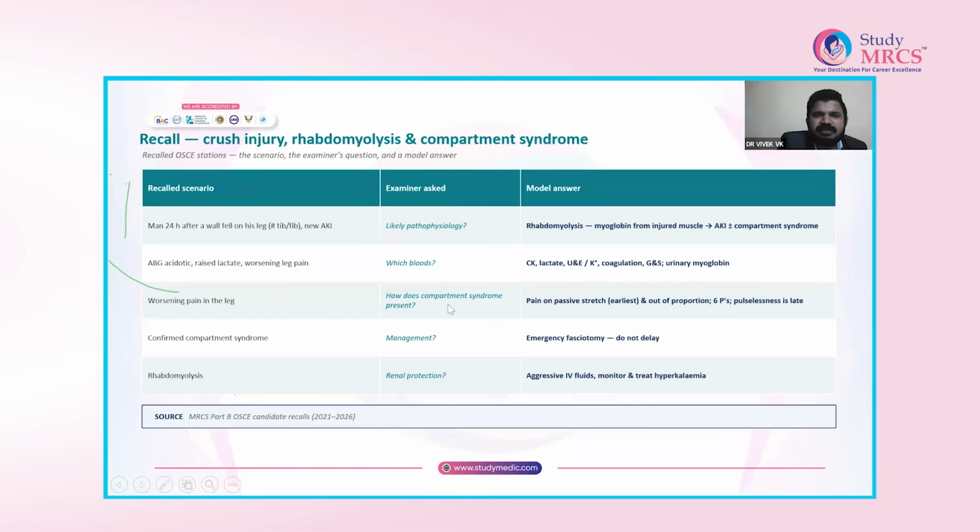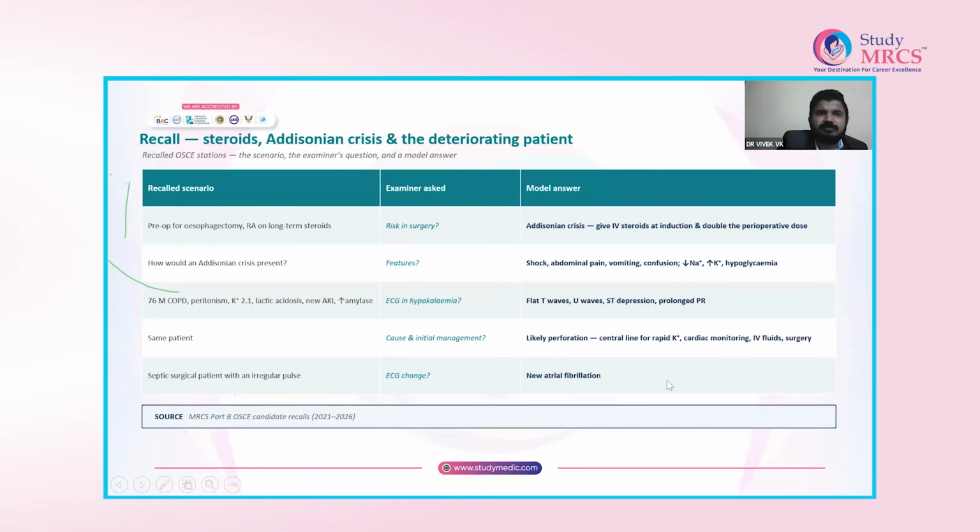Worsening pain in the leg, that's compartment syndrome. It's pain on passive stretch, out of proportion, the 6 P's. A late feature is pulselessness. How will you manage compartment syndrome? Emergency fasciotomy, do not delay. What is the renal protection? In rhabdomyolysis, you have to give aggressive IV fluid, and monitor and treat the hyperkalemia.